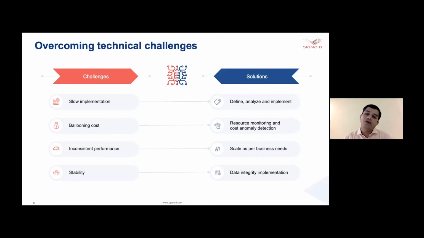Now I'm moving on to the third problem, which is performance. The biggest challenge was consistent performance. The major goal from an ETL pipeline standpoint was that data ingestion lag should be below 15 minutes and query response time should be less than 10 seconds, consistently.